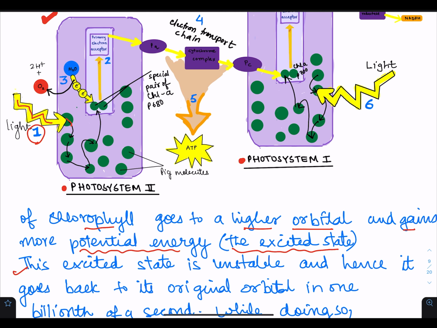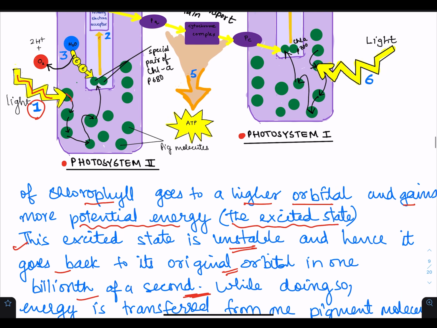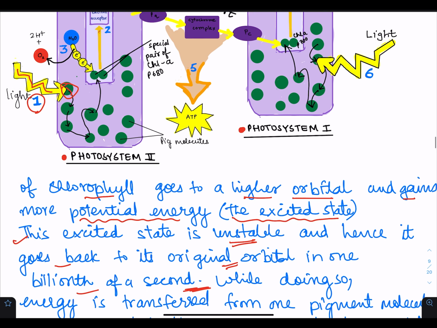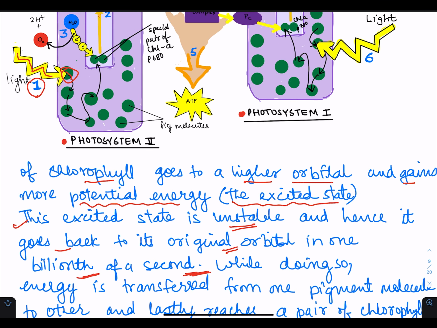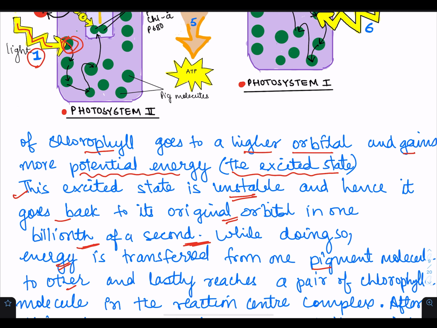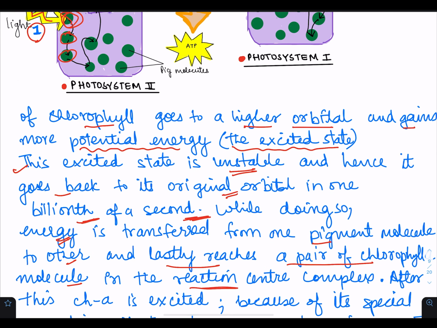But this excited state is unstable and hence it goes back to its original orbital in a billionth of a second. Okay, so this molecule is excited. It will go to a higher orbital and in a billionth of a second it will come back. While doing so, energy is transferred from one pigment molecule to another, and so on. And lastly, it reaches a pair of chlorophyll molecules in the reaction center.